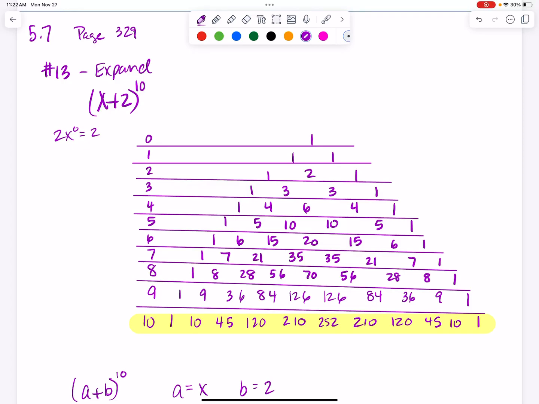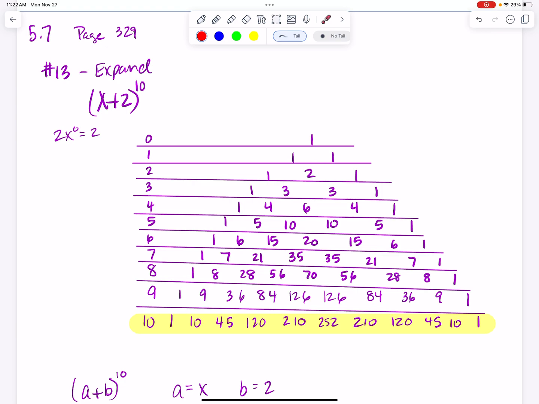Okay, so a question was asked again about section 5.7, page 329, number 13. What you're called to do here is expand this binomial raised to the 10th power. And this is using Pascal's pyramid or Pascal's triangle. And you should take a look at that.